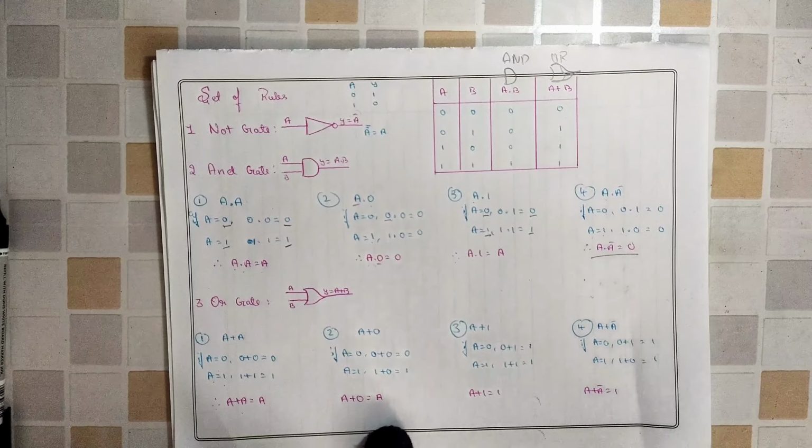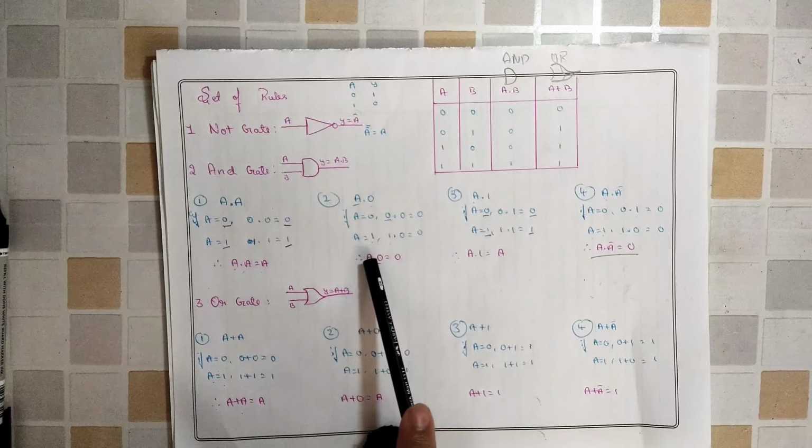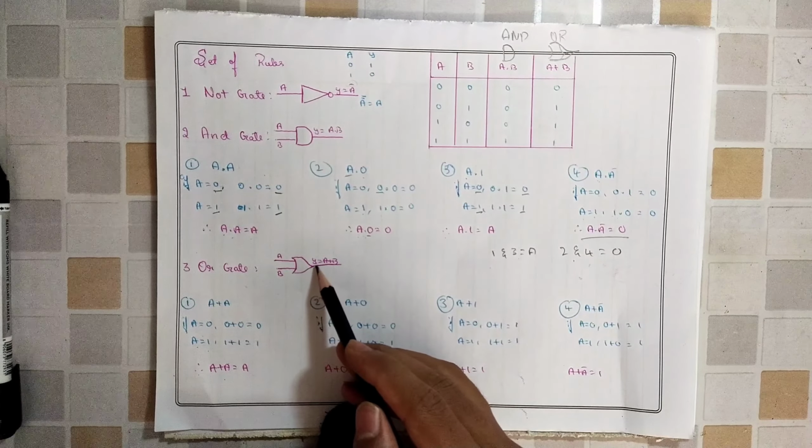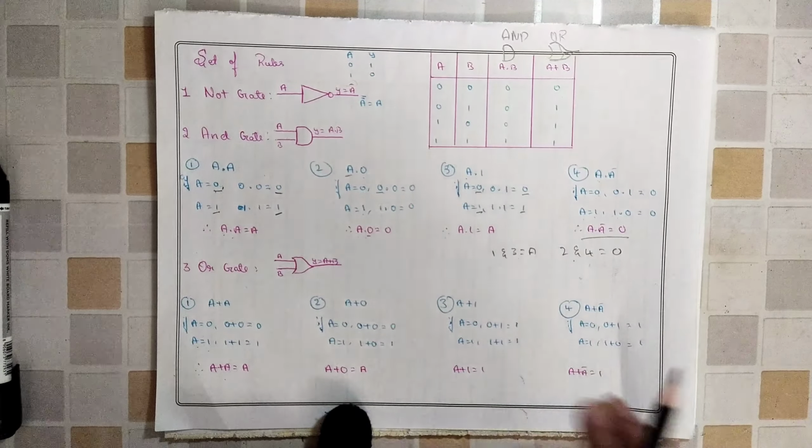So you have two conditions over here: A into 0 and A into A bar are always 0, and coming to 1 and 3, they are always equal to A itself. This was about the AND gate, and let us see about the OR gate. It adds the two binary variables. So A, B, these are the two inputs given to this logic gate. In the output side, you get Y equals A plus B.